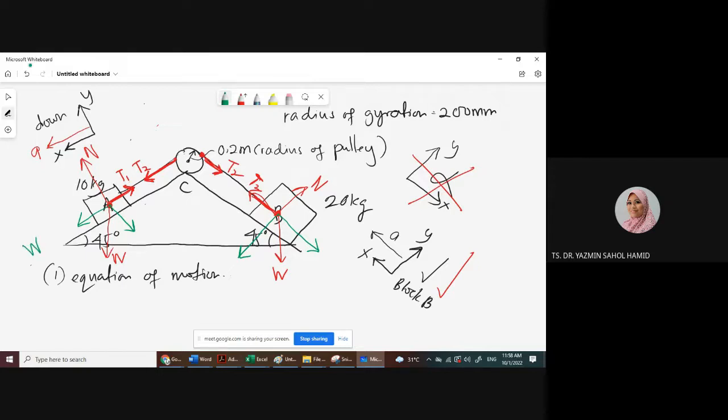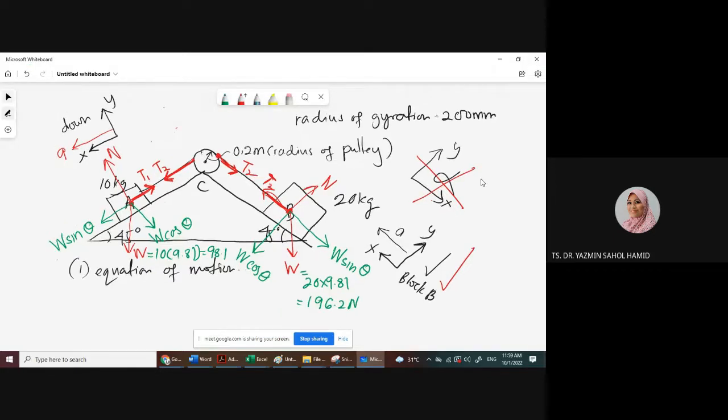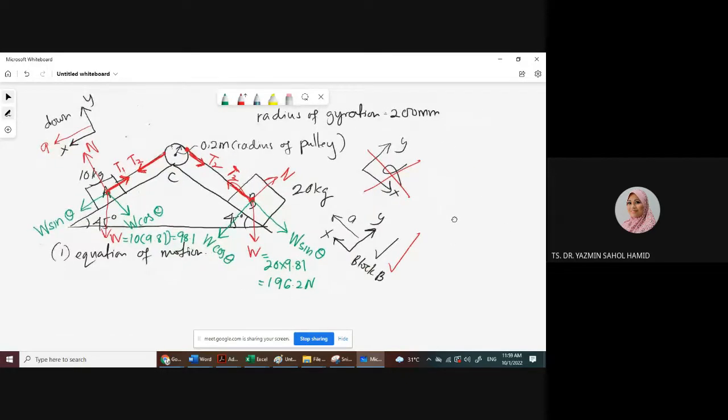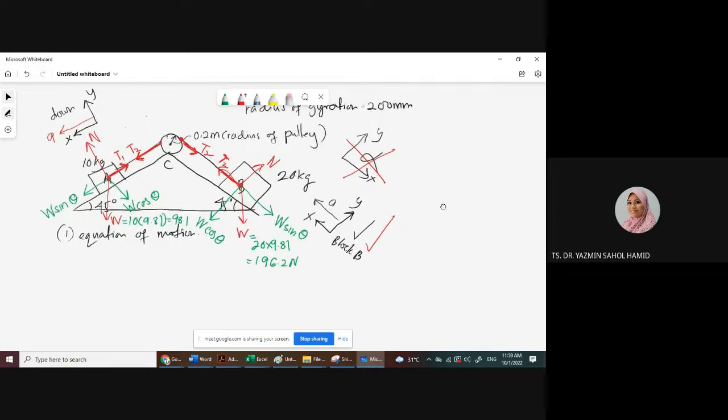So this will be W sin theta. This one will be W cos theta. This one will be W cos theta. This one will be W sin theta. Okay. W tu jangan lupa. W adalah mg. So m 10 times 9.81 lah. So ni akan dapat 98.1. And ni pula 20 times 9.81. Berapa? 196.2 Newton. Okay. Alright. So this is the correct free body diagram lah. So whatever problems that you have for your project, also you must make sure you draw the correct free body diagram lah.